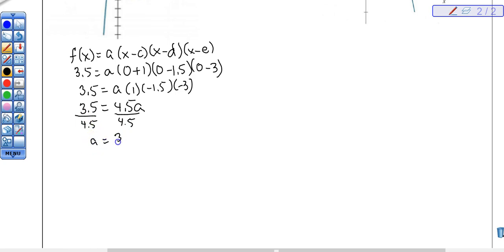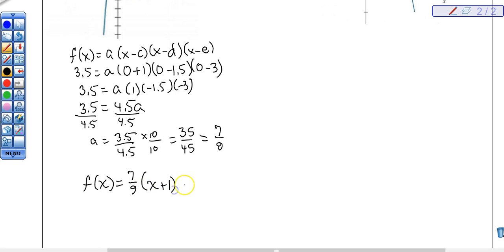Now, here's the thing. I'm not going to accept that as the simplified form of that fraction. So here's what you do. This is the tenths place. I don't want any decimal places. So I'm going to multiply both sides, numerator and denominator, by 10, and that gives me 35/45. It's just like we change all fractions. And then we can simplify it to 7/9. And there's our A. So now we can do what we were asked to do. Write your equation. f of x equals 7/9 times (x + 1) times (x - 1.5) times (x - 3).